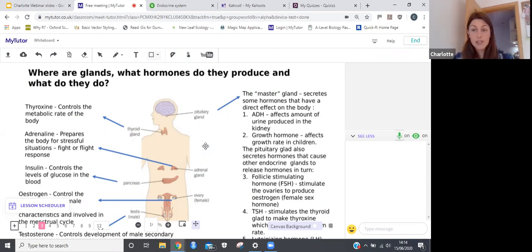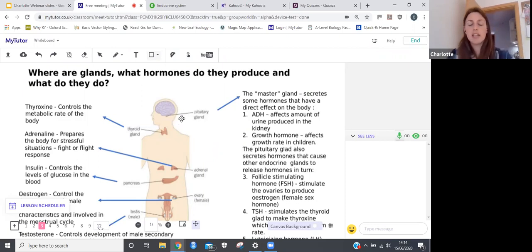You do need to know some of these specific examples, but there's not as many as it looks on this page, and you will learn about them in other sections of GCSE Biology as well. So it's not just that you'll learn them here and then forget about them. They'll come back again. So let's start at the top with the pituitary gland.